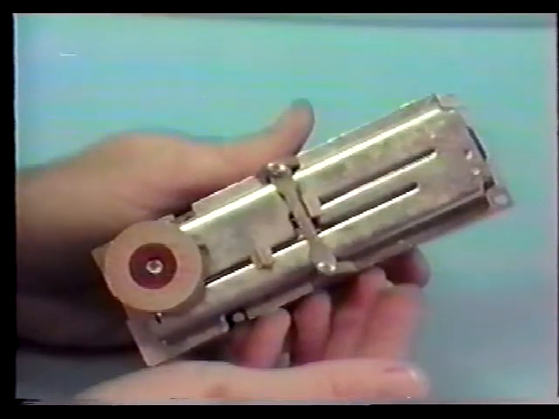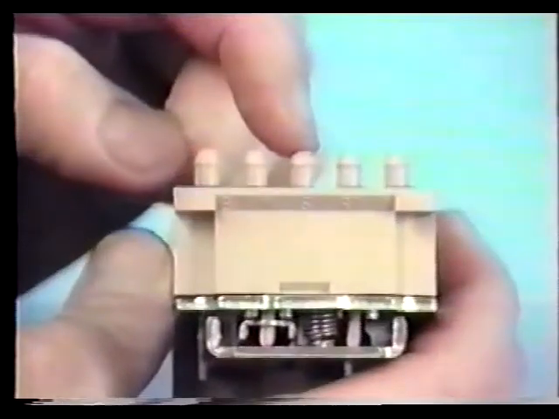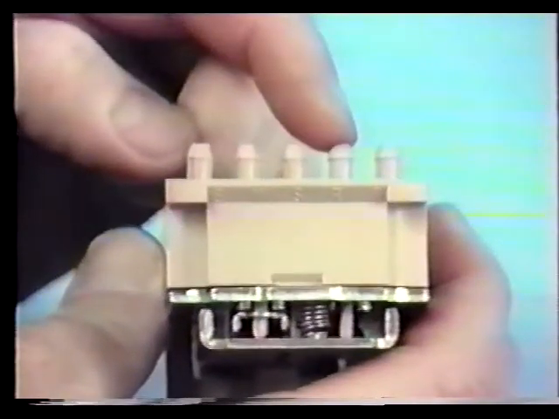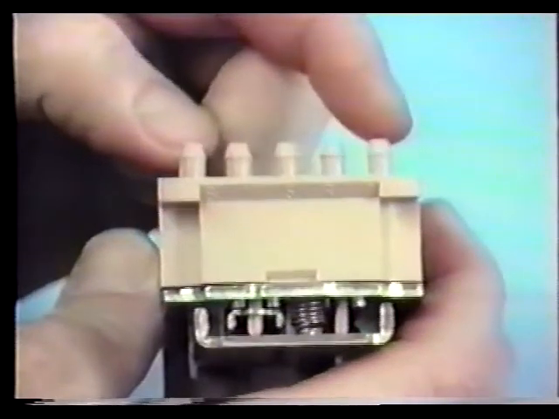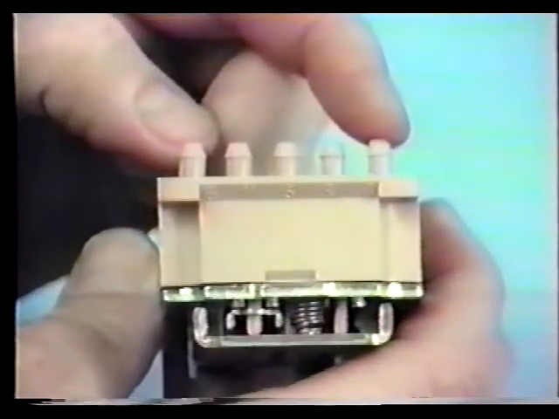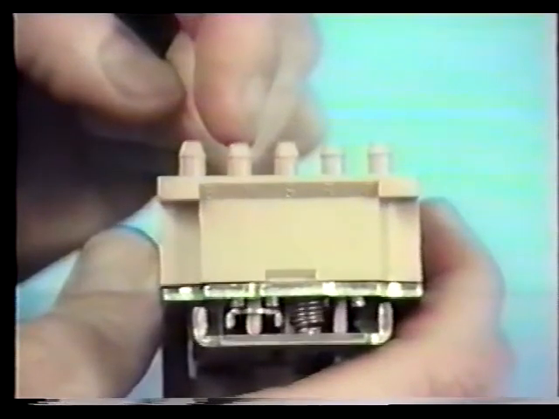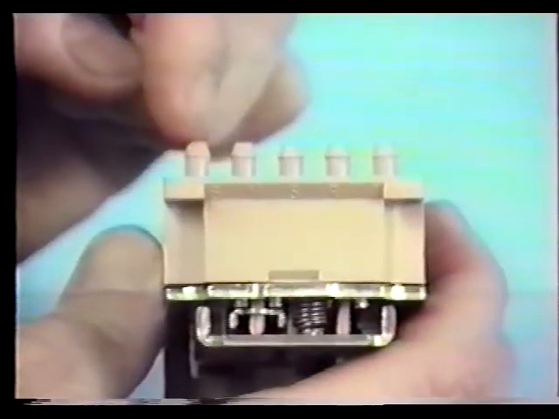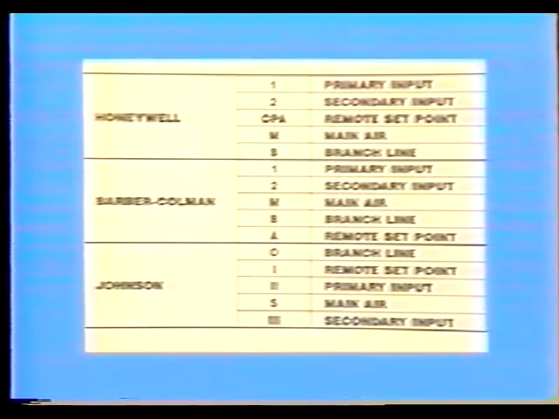Contrast that with our 2341-500 series, which is a new modular device. It utilizes an S designation for the primary signal input, R for the reset or secondary signal input, C for the control point adjustment or remote set point adjustment, M for the main air supply, and B for branch line output. This is a chart showing the port designation of some competitive devices found in the field. A complete chart is included in your study guide and in the instruction booklet that is provided with our 900-012 receiver controller calibration kit, which we will discuss and use later in this presentation.